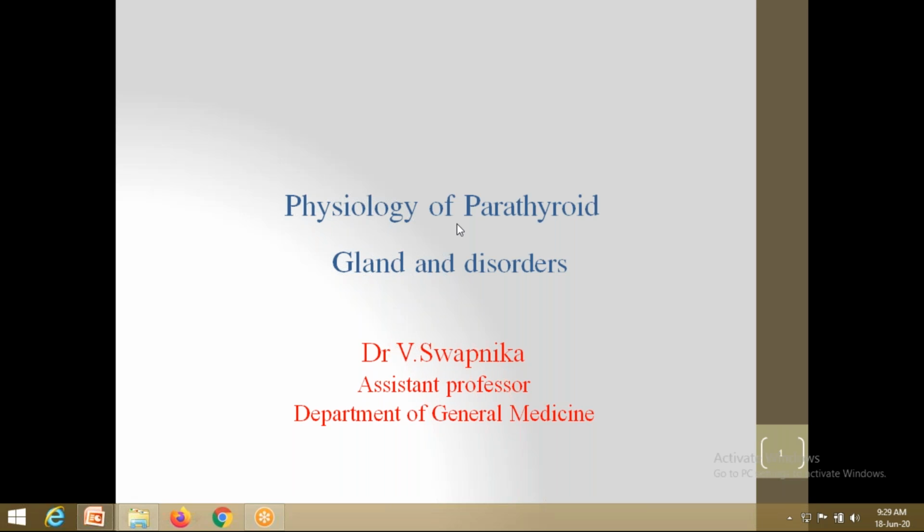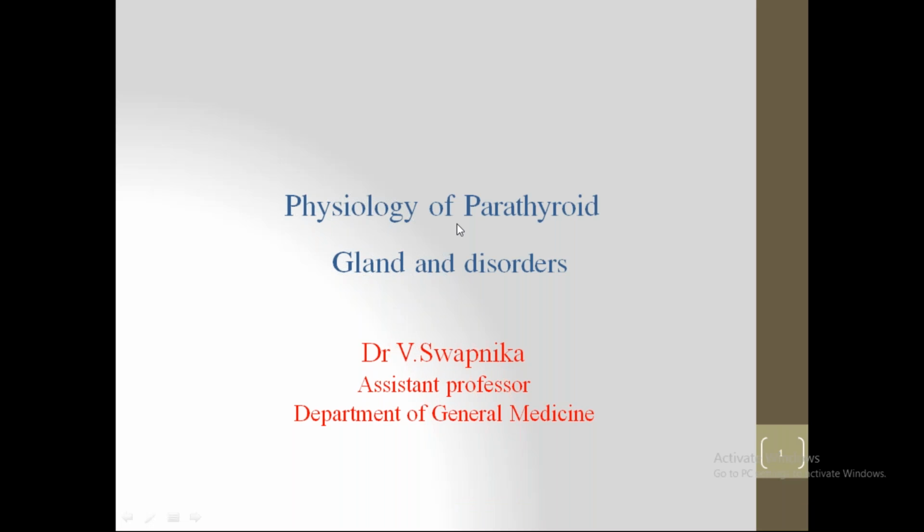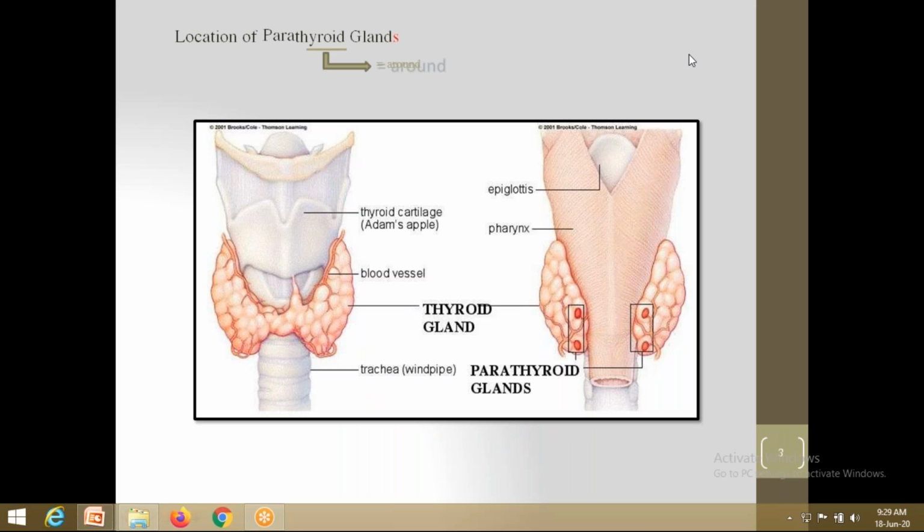Okay. Now let's start class for today. It's physiology of parathyroid glands and its disorders. Here you can see this is the thyroid gland. Okay, and the parathyroid gland is located around the posterior aspect of the thyroid gland. There are two pairs of parathyroid glands, that is four: two superior and two inferior.